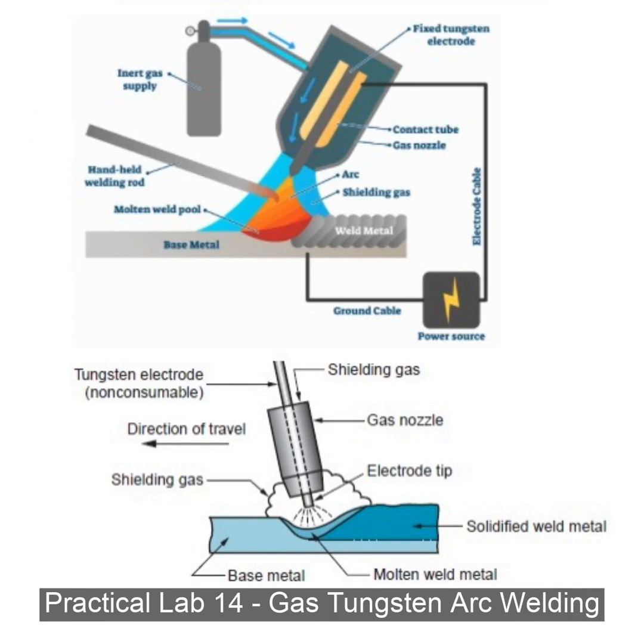This is practical lab 14 of your manufacturing processes workbook, where we will learn about gas tungsten arc welding, formerly also called TIG welding, tungsten inert gas welding. The filler material is supplied as a filler wire in this welding process, because this process is also called non-consumable electrode welding. And the electrode is made of tungsten.